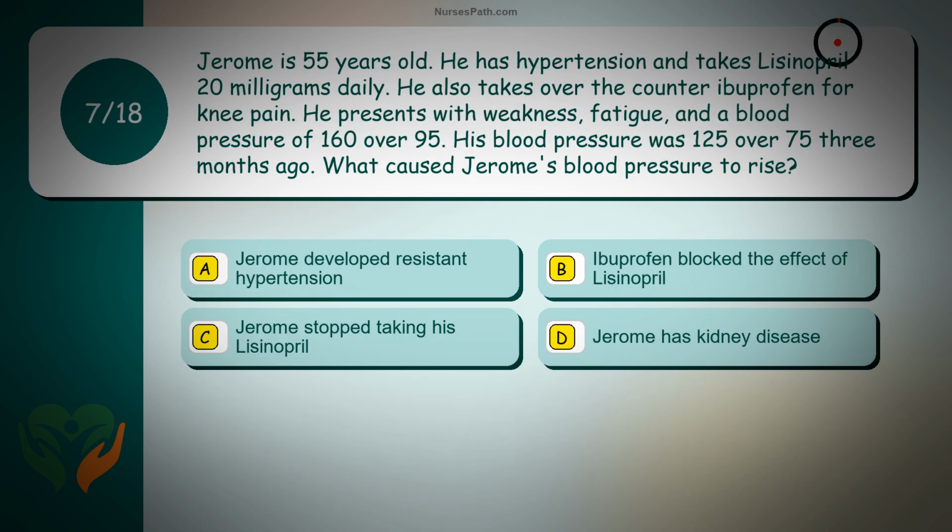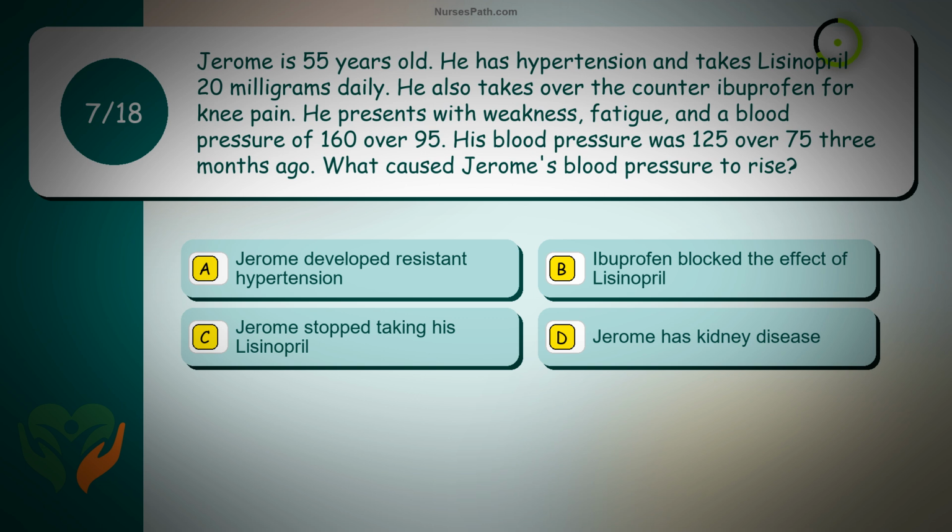Question 7. Jerome is 55 years old. He has hypertension and takes lisinopril 20 mg daily. He also takes over-the-counter ibuprofen for knee pain. He presents with weakness, fatigue, and a blood pressure of 160/95. His blood pressure was 125/75 3 months ago. What caused Jerome's blood pressure to rise?